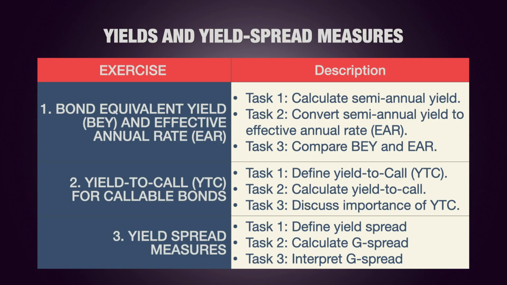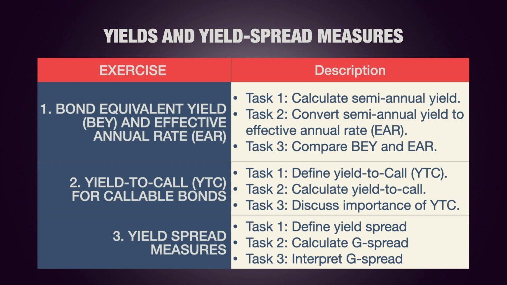Exercise 3 asks you for task 1 to explain what yield spread measures and what its significance is. Task 2, given a corporate bond with a yield to maturity of 4% and a government bond with a yield to maturity of 2.5%, calculate the G-spread, and at last for task 3, interpret the G-spread.